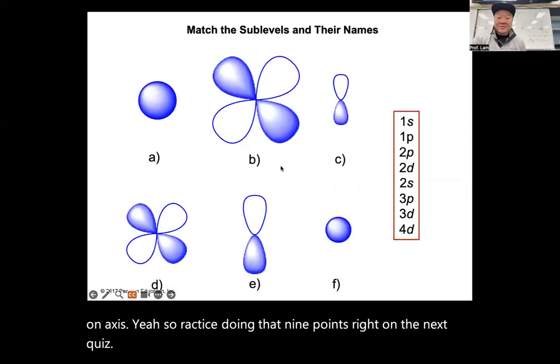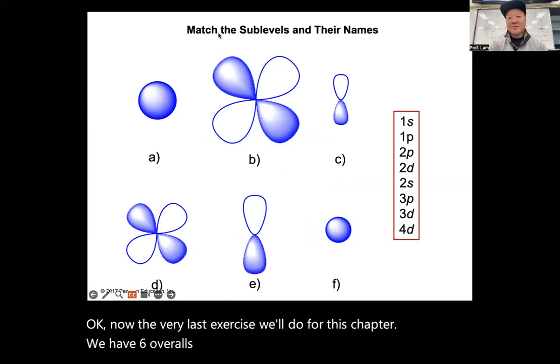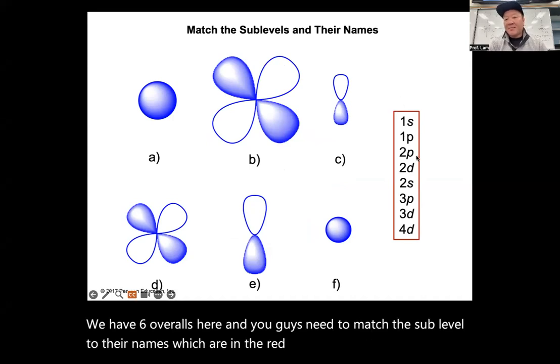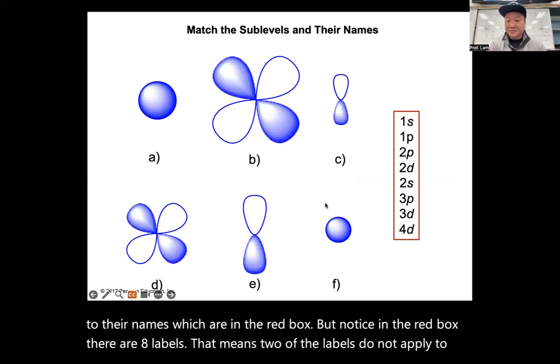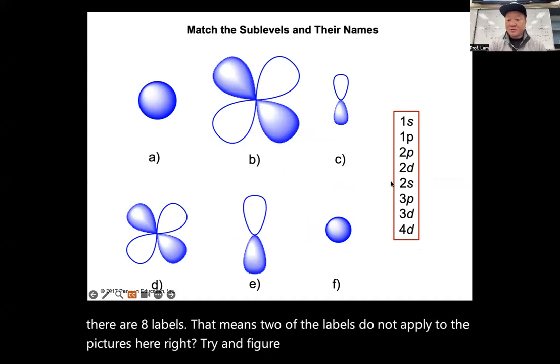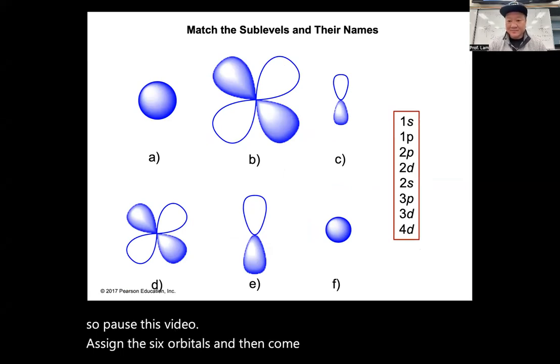Now, the very last exercise we'll do for this chapter. We have 6 orbitals here, and you guys need to match the sublevel to their names, which are in the red box. But notice in the red box, there are 8 labels. That means 2 of the labels do not apply to the pictures here, right? Try and figure out which 2 do not apply. So pause this video, assign the 6 orbitals, and then come back for the answer.